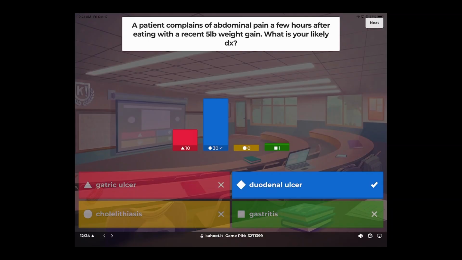What are the key things in this question that led you to believe it's duodenal? Weight gain. Why do they gain weight? They eat because it helps with the pain. Why does the pain happen hours later? It's got to get through the stomach first and then enter the duodenum where it can irritate it and cause pain. So the opposite is there for the gastric. It happens right when they eat. So they don't want to eat, so they lose weight with a gastric ulcer.